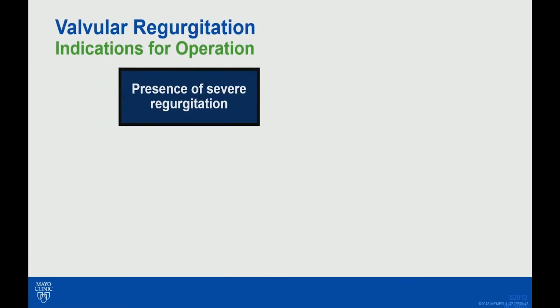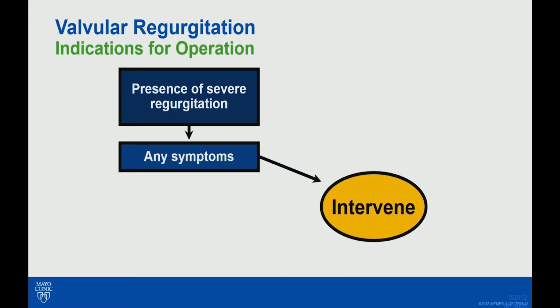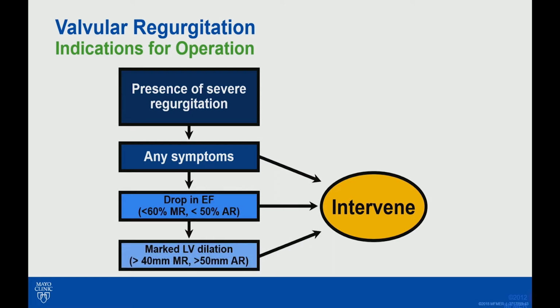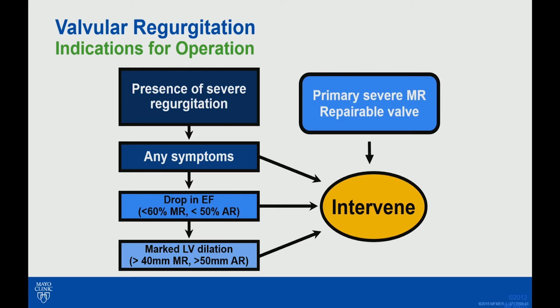So, summarizing these left-sided regurgitant lesions, severe regurgitation and symptoms, intervene. A drop in EF, intervene. Marked LV dilatation, intervene. And if you have a primary severe MR and repairable valve, you might even operate sooner on those people with flail or prolapse because it is inevitable that they will have an operation.